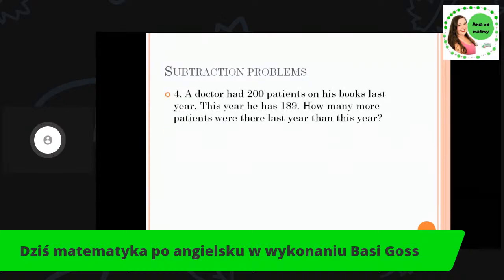Another problem to solve, a little bit longer. So let's read together. A doctor had 200 patients on his books last year. This year he has 189. How many more patients were there last year than this year? Yes, this is a little bit longer problem. So I'll give you a minute to read it for yourself.